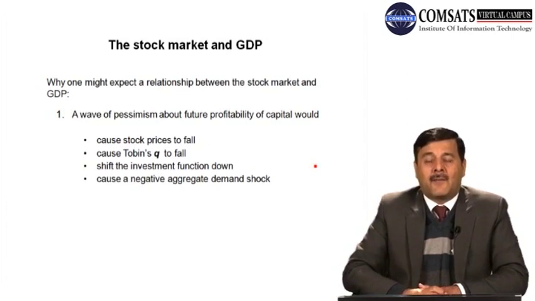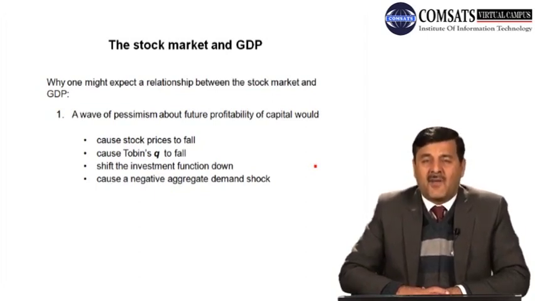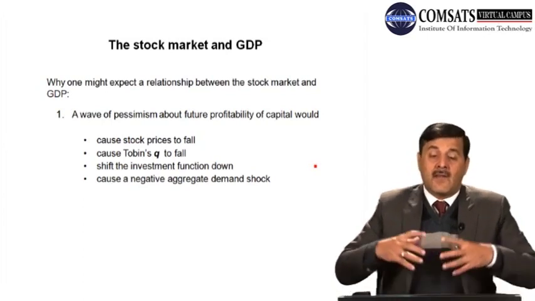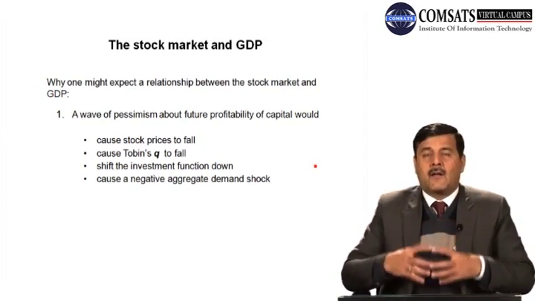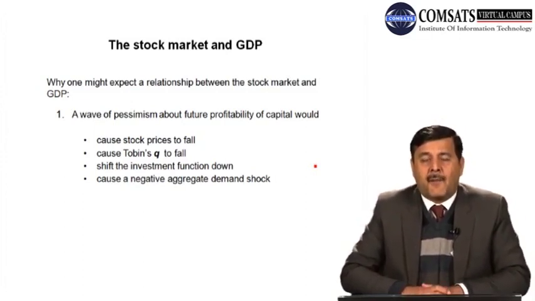One of the important factors is a wave of pessimism about the future profitability of capital. What will happen? People are pessimistic about the future profitability of capital, whether capital will earn profit or not. When the households and firms are pessimistic about the future profit of the capital, it would cause stock prices to fall.